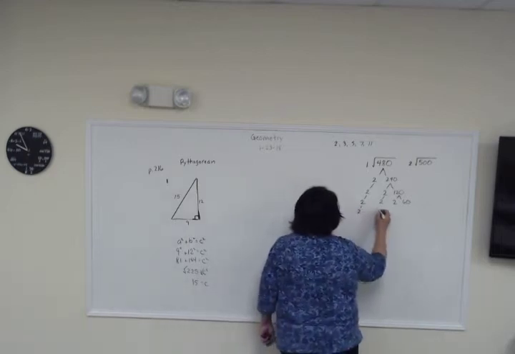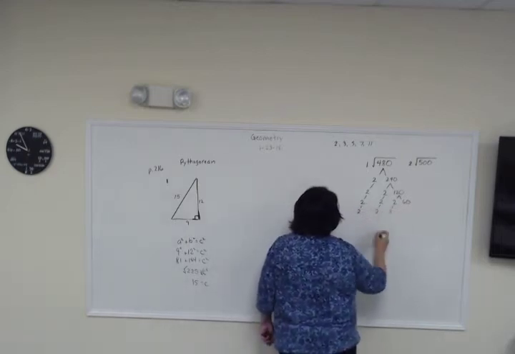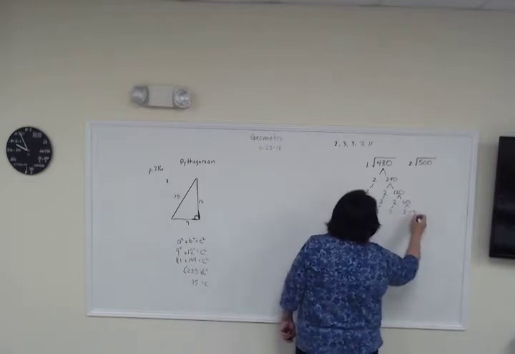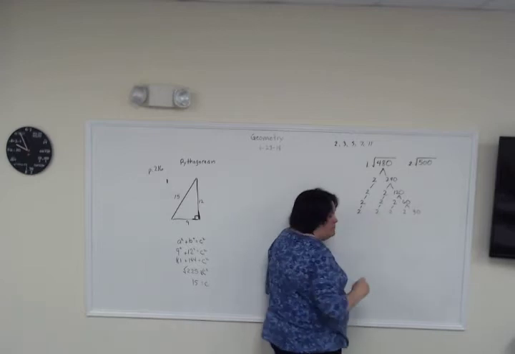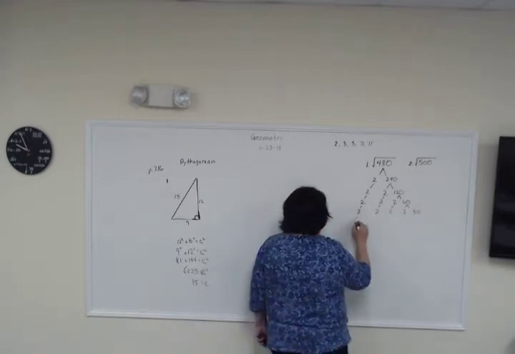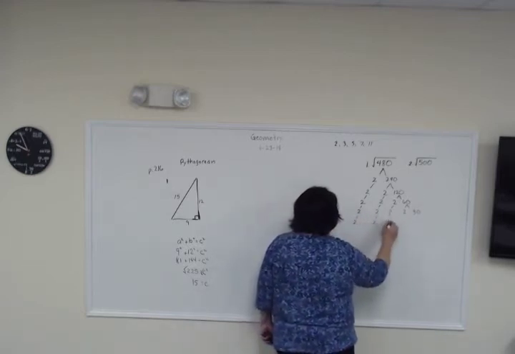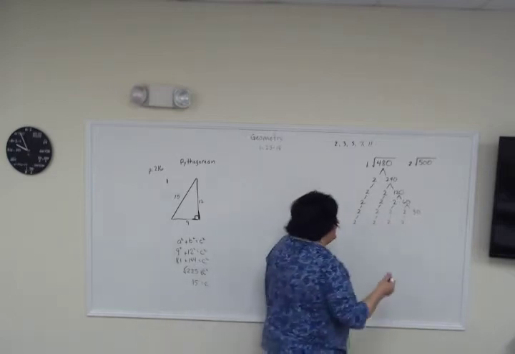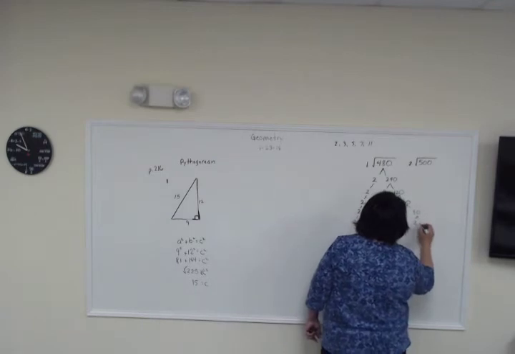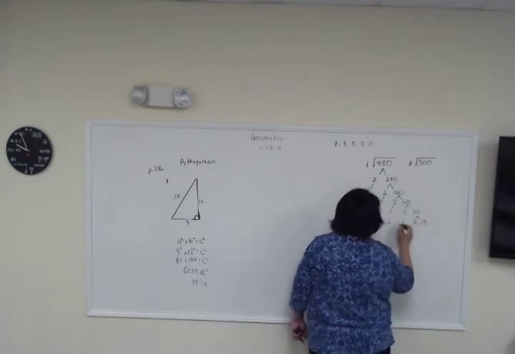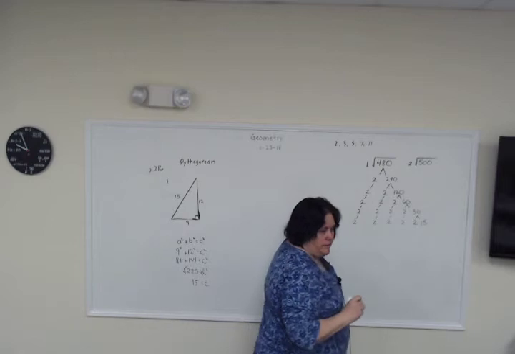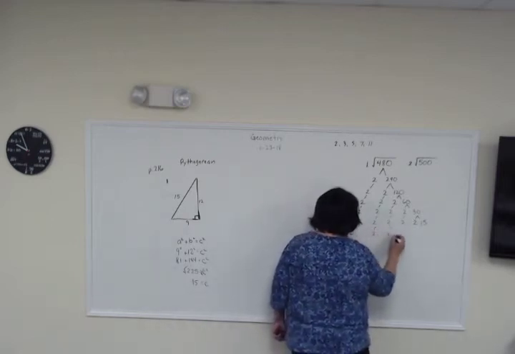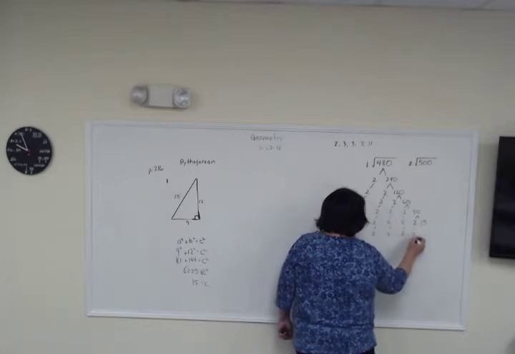Now, 2 is prime, so we keep those. 60 can still be divided by 2, and that's 2 times 30, right? Does that make sense? So we're going to keep our 2's. We have 4 2's now. 30 can be broken down again by 2's. 2 times 15. So we have 1 2, 2 2's, 3 2's, 4 2's, 5 2's.